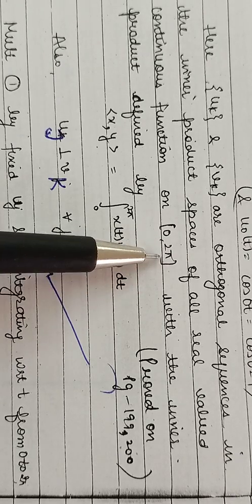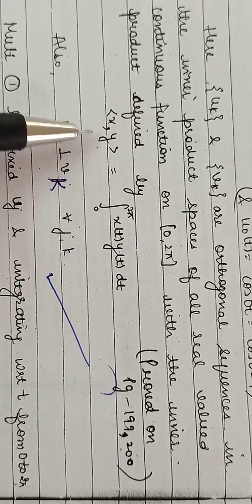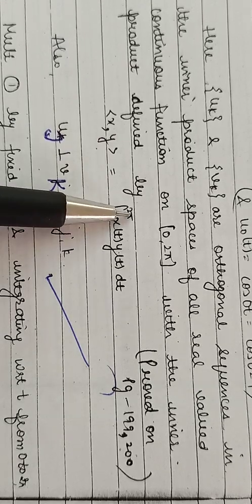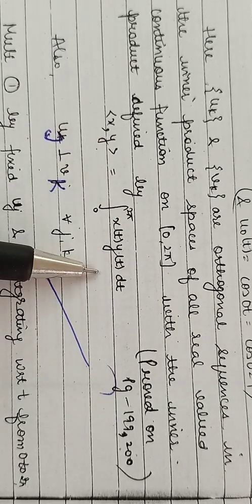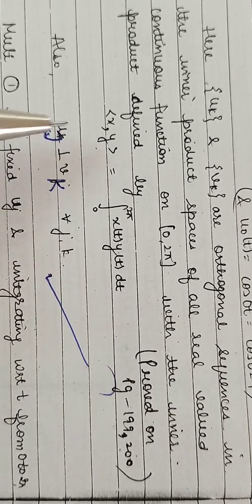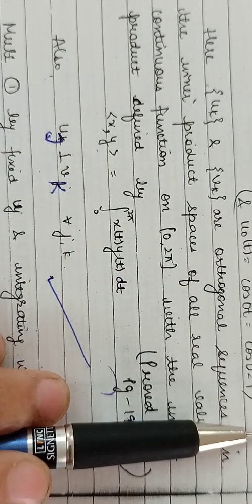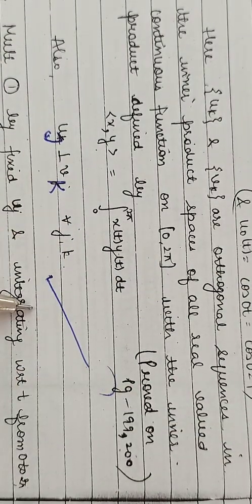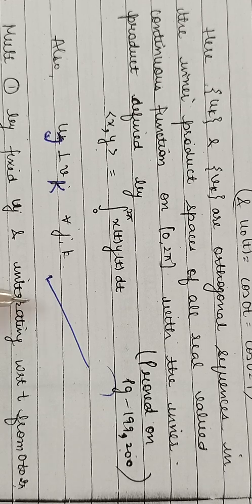And in this space of continuous functions, we define the inner product of x and y by the integral from 0 to 2 pi of x times y. Also, we can see that the sequences cos kt and sin kt are orthogonal to each other for every j and k. Now, let us find the values of a_j and b_j.